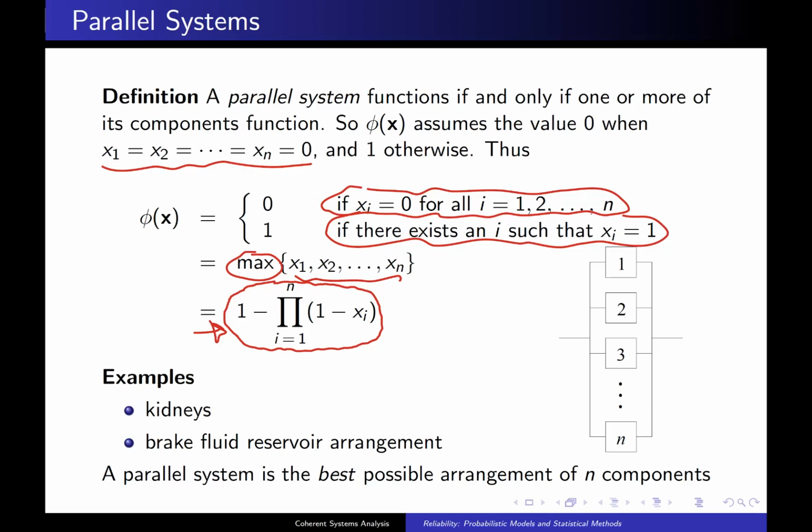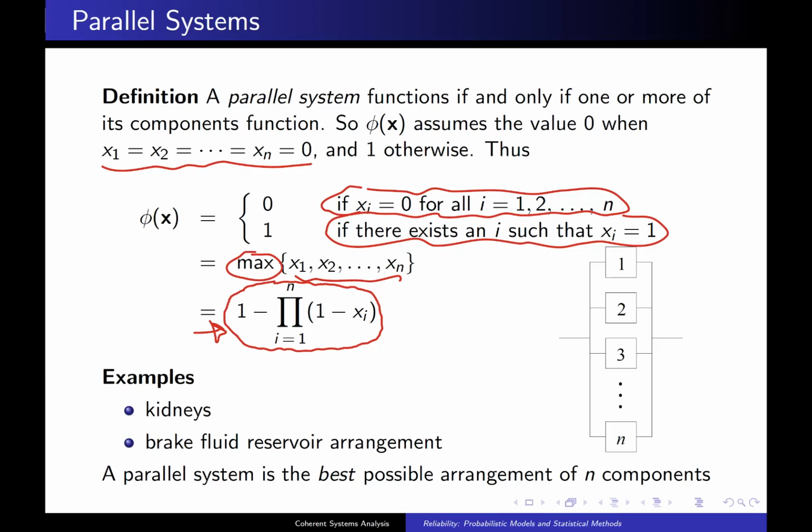Okay, here are a couple examples. Kidneys are an example of a two-component parallel system. You can live with just one kidney, and some people actually donate a kidney to a sibling or somebody that's in need of a kidney. So that's one example of a two-component parallel system. And by the way, that is a special type of parallel system in that it is an active standby system. That's quite different from a cold standby system.